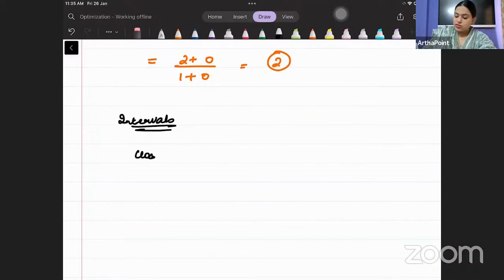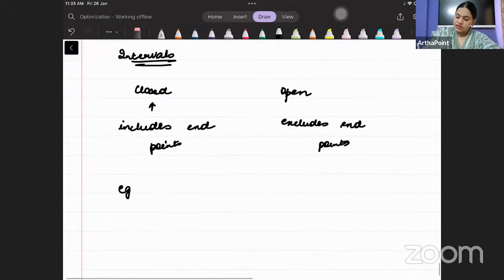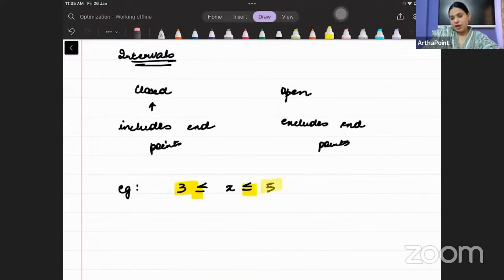So बेटा, there are two kind of intervals, closed and open. When I talk about closed interval, means it includes the endpoints. And when I talk about open interval, it means that it excludes the endpoints. So let me give you an example here. So beta, if I write x is between 3 to 5 and I have put this equal, matlab 3 is also included and 5 is also included. So beta, the interval will be 3 to 5 and both will be included.